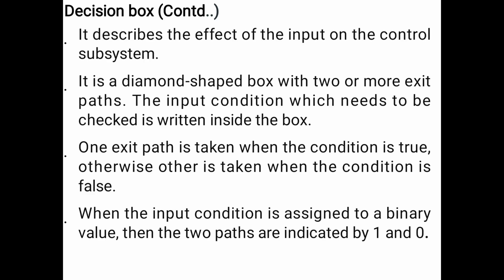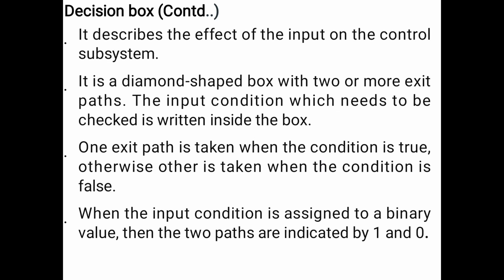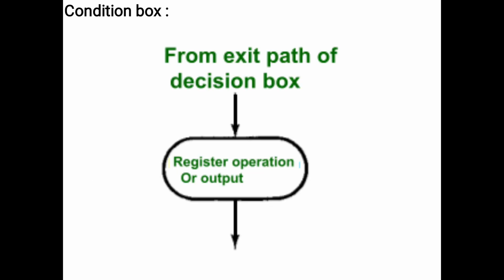One exit path is taken when the condition is true and the other one when the condition is false, as we have here two exit paths. When the input condition is assigned to a binary value, then the two paths are generally indicated by 1 and 0. The next is the condition box. This condition box is from the exit path of the previous decision box.